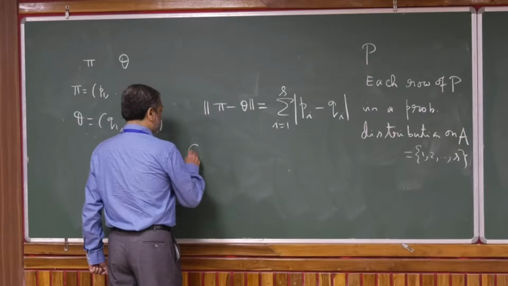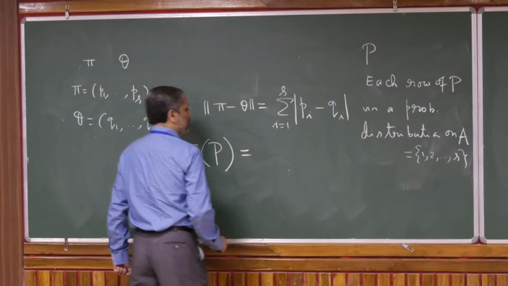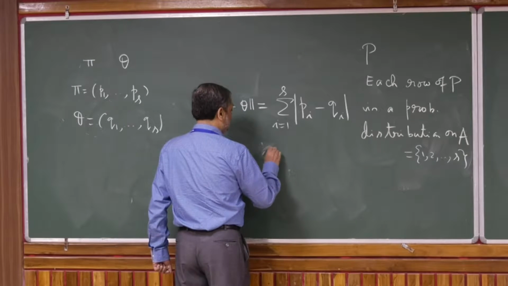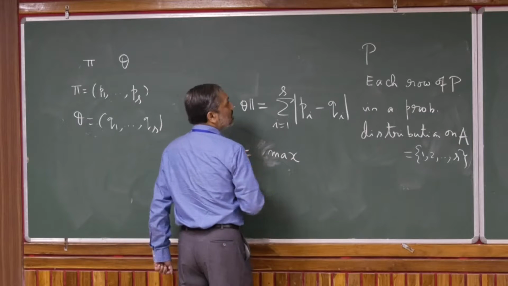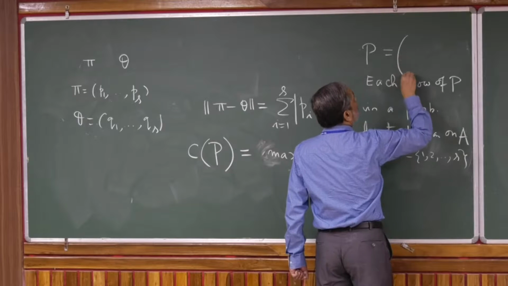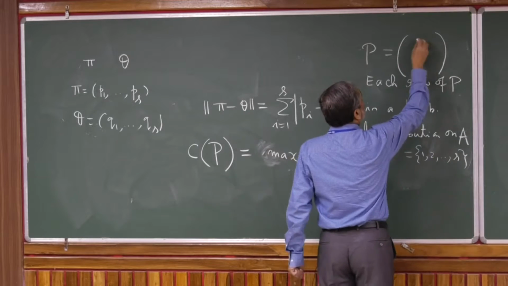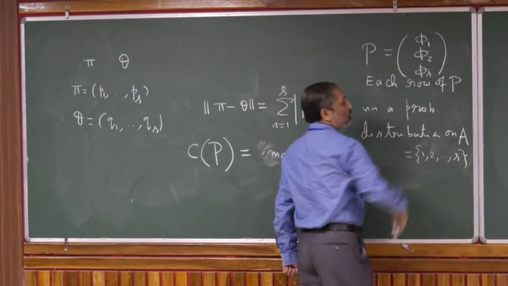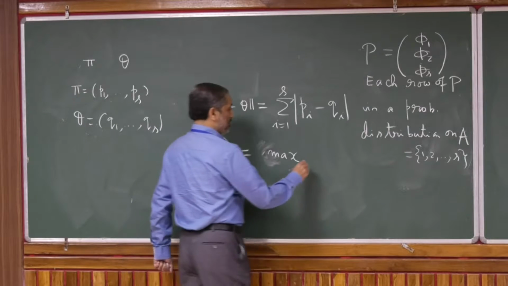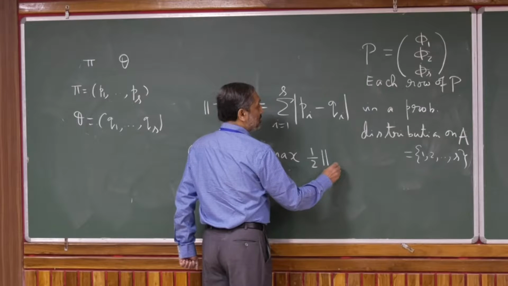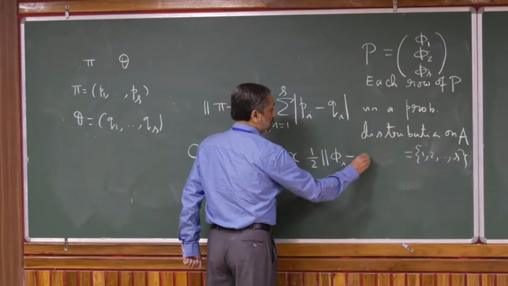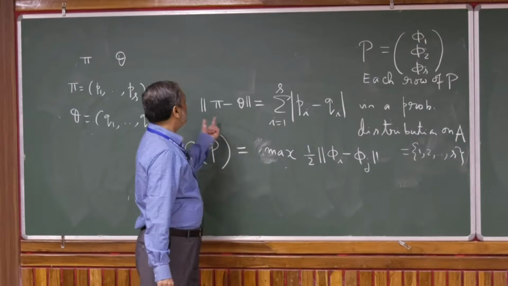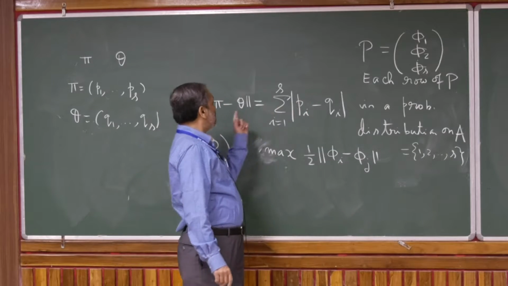Okay. So I'm going to define a constant Cp, which is defined as 1/2, or let's say max. So let's say I denote the rows of P as phi1 and so on. These are the rows of P. So max of half norm of phi i minus phi j. Is it meaningful? It is meaningful because phi i is a probability distribution like pi, and phi j is also a probability distribution like theta.